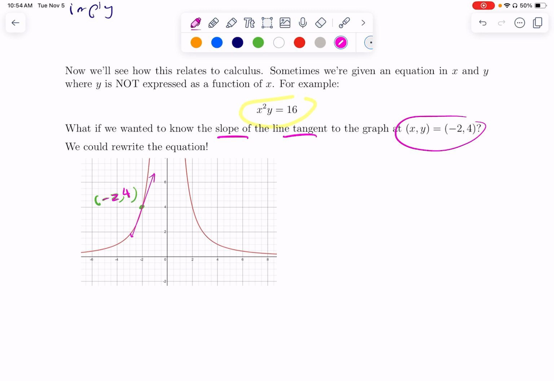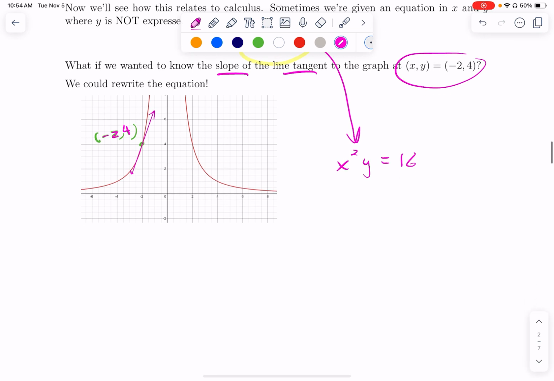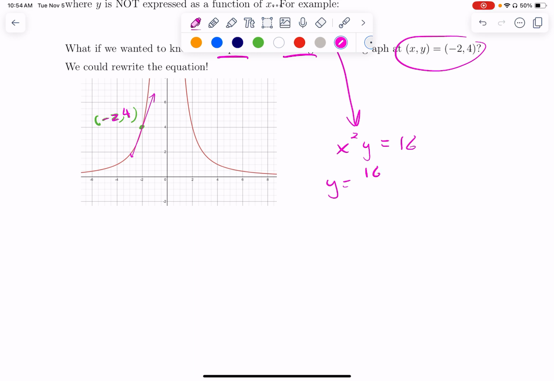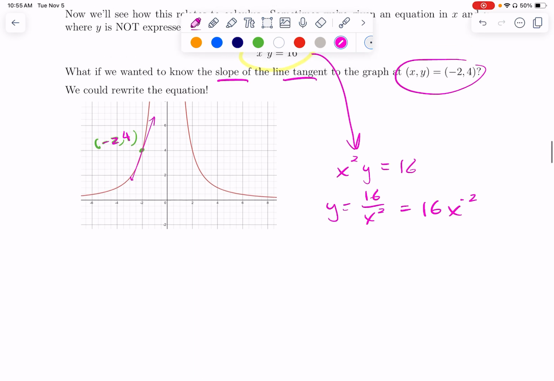So in this case, what we could do is we could say, all right, I know I have been given this equation. But I also know I can solve for y very easily. I can just divide each side by x squared, which means y is really 16 times x to the negative 2. And slope of the tangent line is given as a derivative. So y prime, also known as dy over dx, I'm going to be using this notation a little more often, would be 16 times negative 2x to the negative 3, which is negative 32 over x to the third.